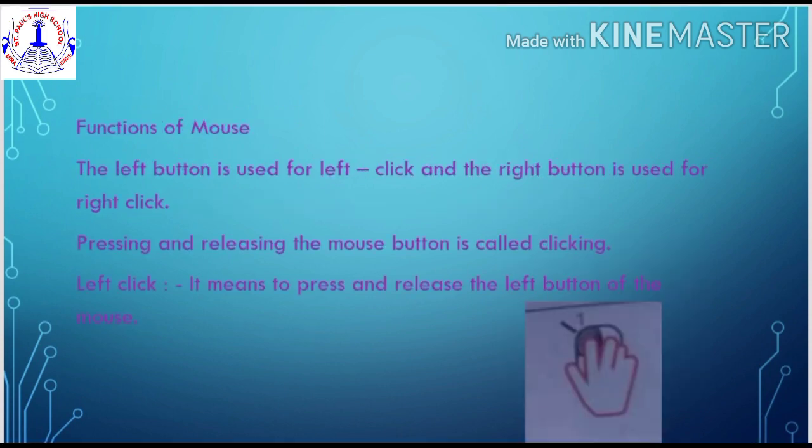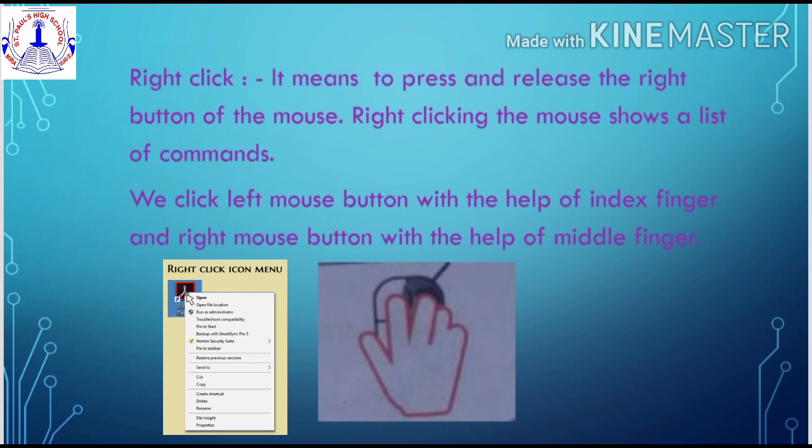Student, let us learn about the functions of mouse. Now you know that the left button is used for left click and the right button is used for right click. Pressing and releasing the mouse button is called clicking. Left click, it means to press and release the left button of the mouse. See the picture. Right click, it means to press and release the right button of the mouse. Right clicking the mouse shows a list of commands.